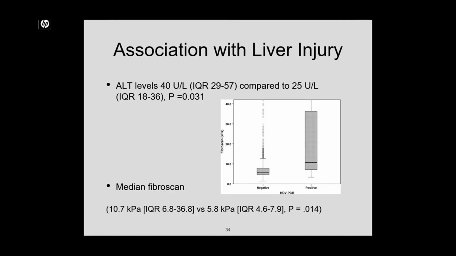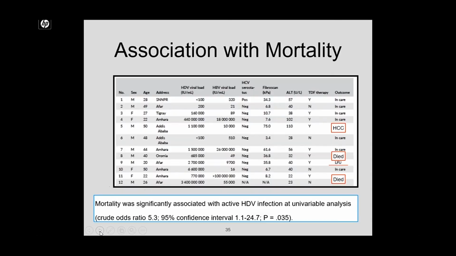From this sample, when we assessed the association with liver injury, ALT levels were higher in individuals with hepatitis delta infection, and the median FibroScan was also 10.7 versus 5.8 kilopascal in these individuals. So higher liver enzymes, which we consider a marker of inflammation, and a higher median FibroScan, a marker of fibrosis, were raised in individuals with co-infection compared to the mono-infected individuals. Sequencing has been done for these 12 individuals.